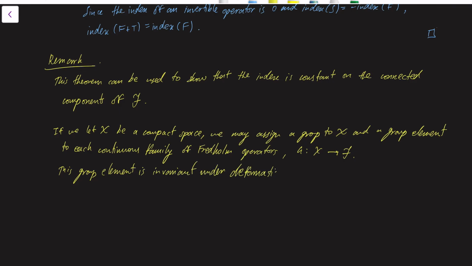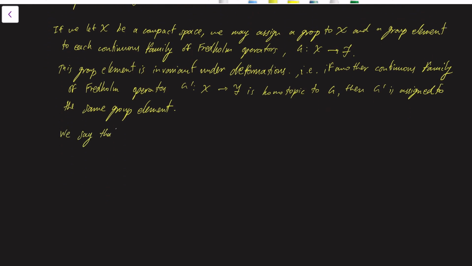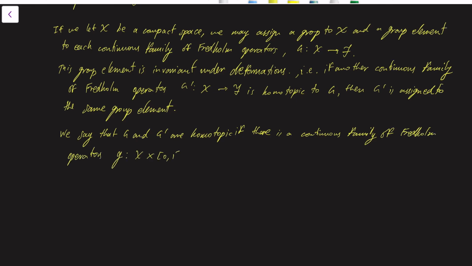What does this mean? It means that if there is another continuous family of Fredholm operators, denote this by G prime, going from the space X to the space F, that is homotopic to G, then G prime is assigned to the same group element as G. We say that G and G prime are homotopic if there is a continuous family of Fredholm operators, which we denote by little g, that goes from X across the interval 0, 1 to F, such that g at 0 equals capital G and g at 1 is G prime.